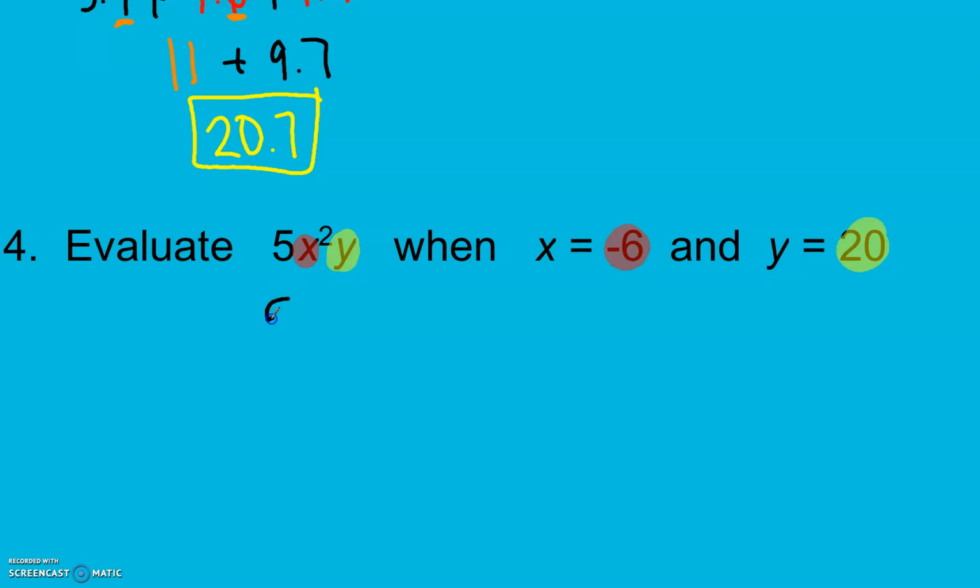So here I have 5. Then I see an x, so I'm going to plug in the negative 6, which we know. That's still squared, and again, my operation is multiplying. My y is 20.